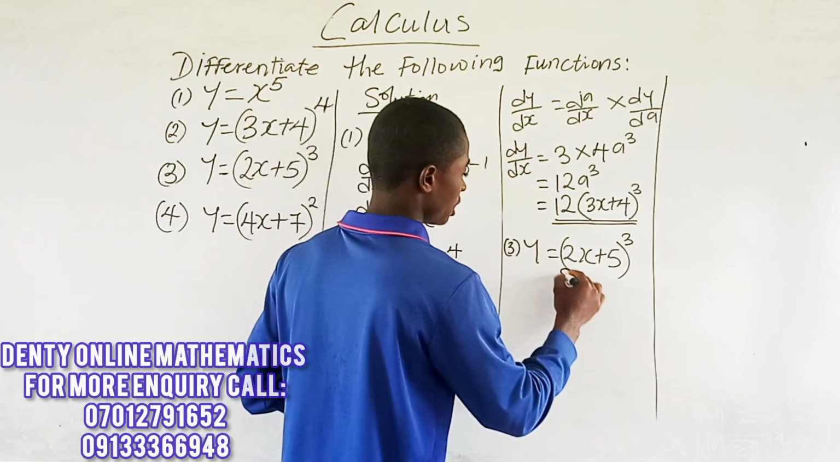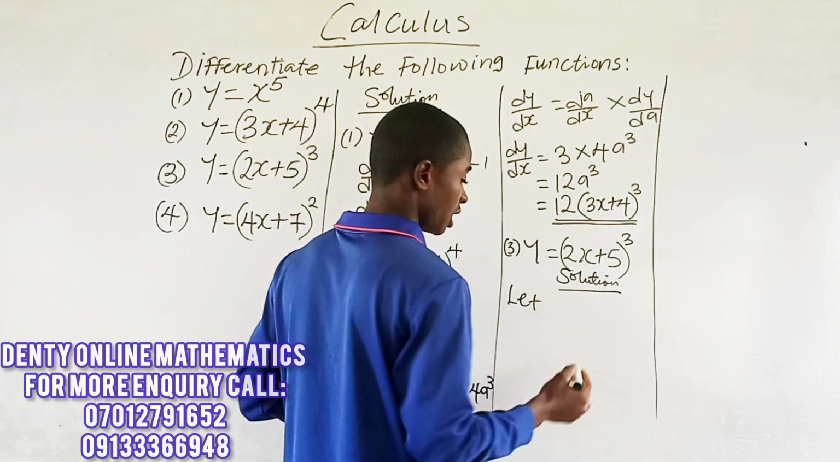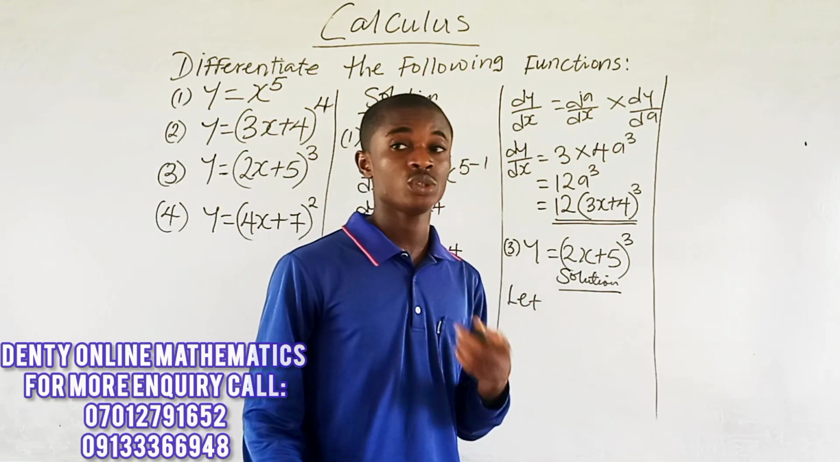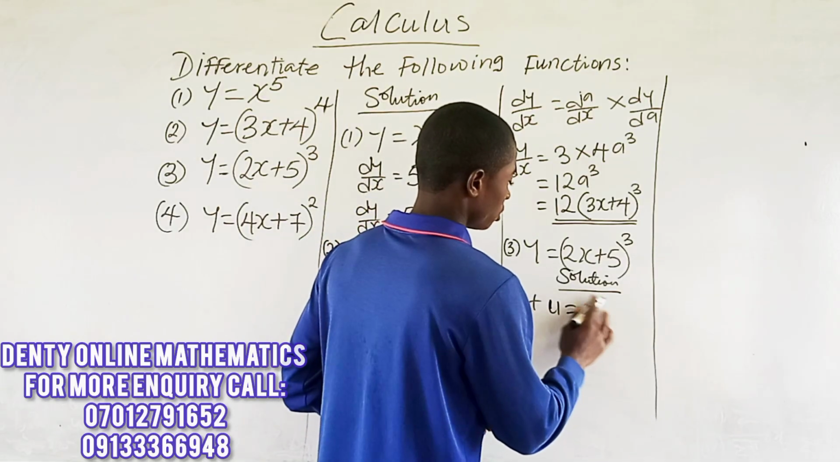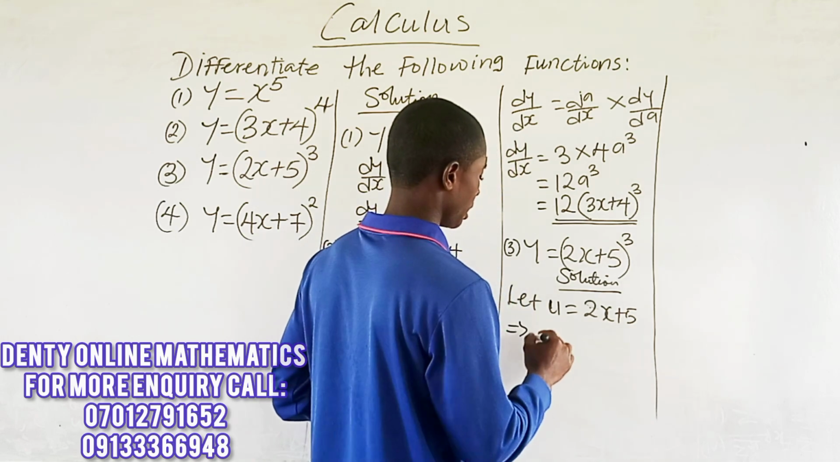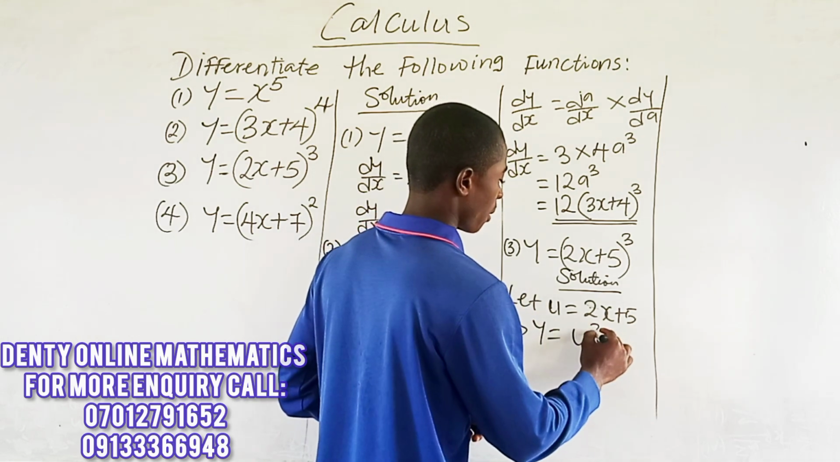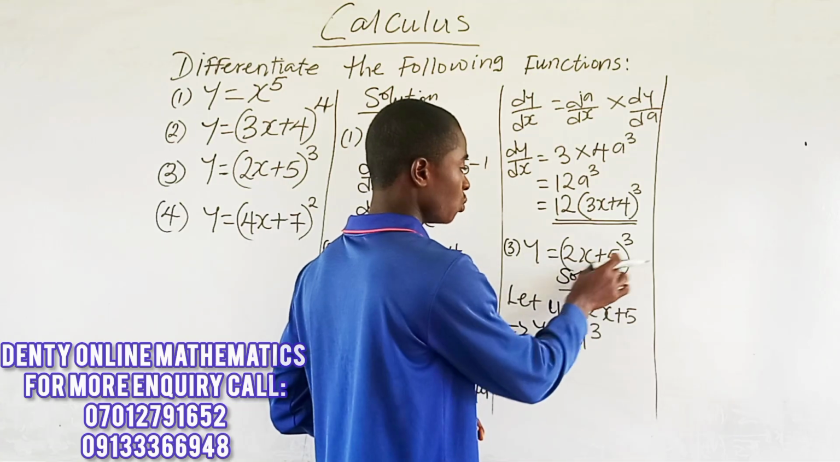So here's the solution to this. We said here we use a. You can use any alphabet. It's not compulsory you use a. So let's use u. I can say let u equal 2x plus 5. And this implies that y is equal to u power 3. Since everything is known to be u, that implies y is equal to u power 3.